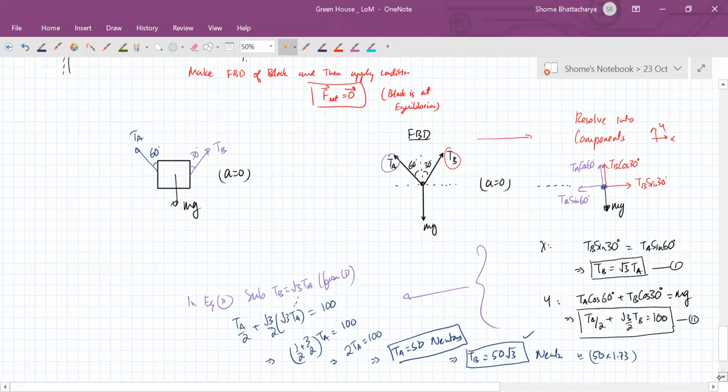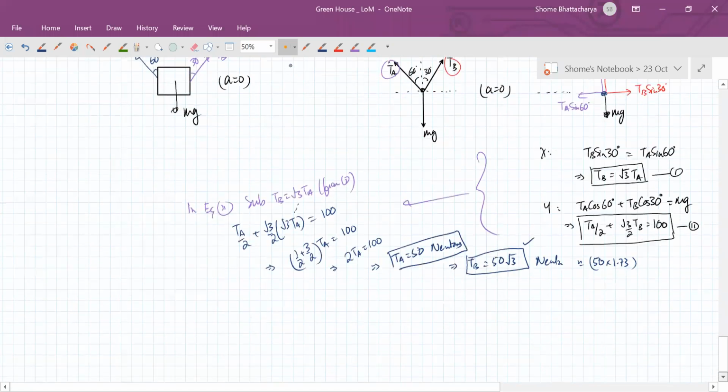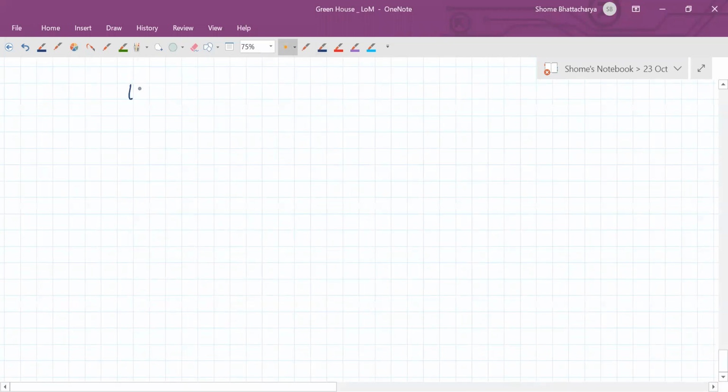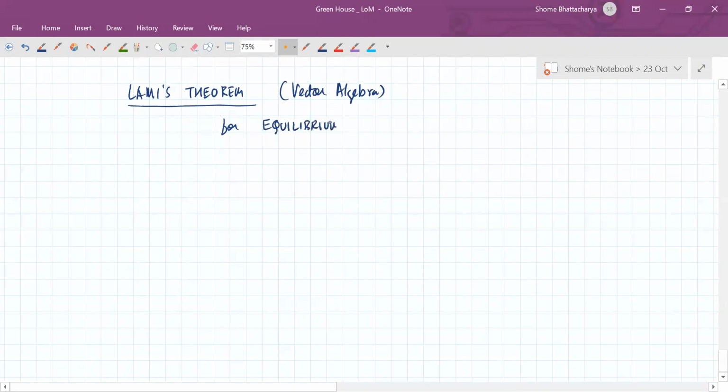Alright, now before we get into more examples, we will, aside from this, learn a new theorem today from vector algebra actually. It is called Lami's theorem. It's actually from vector algebra, but it is mostly useful for equilibrium of three forces kind of situation.